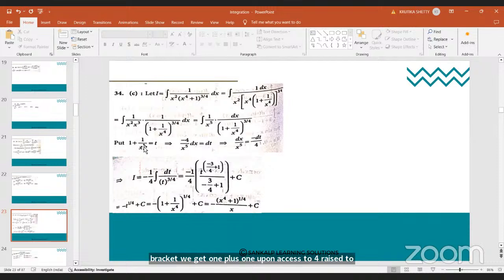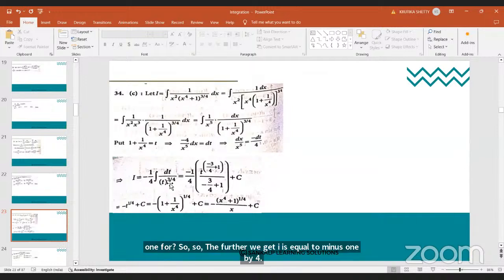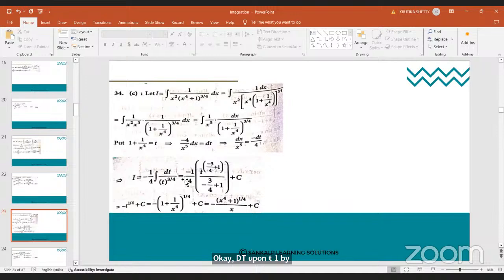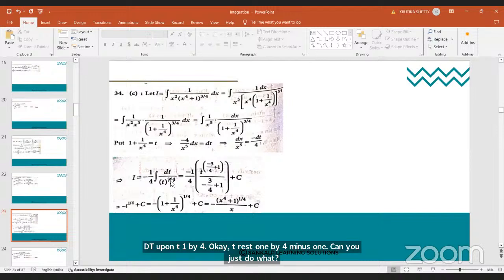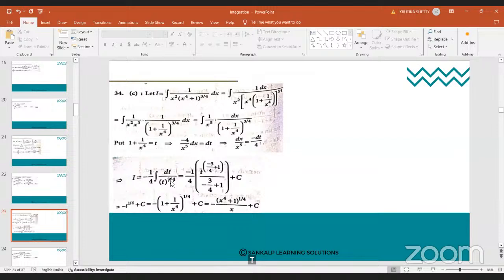Next we are replacing 1 plus 1 by x raised to 4 by t, so the value will be equal to minus 4 upon x dx, which is equal to dx upon x raised to 5 and minus dt upon 4. So by solving further we get I is equal to minus 1 by 4, dt upon t raised to 1 by 4, t raised to 1 by 4 minus 1 upon 4 t into minus 3 by 4 plus 1 divided by minus 3 by 4 plus 1.